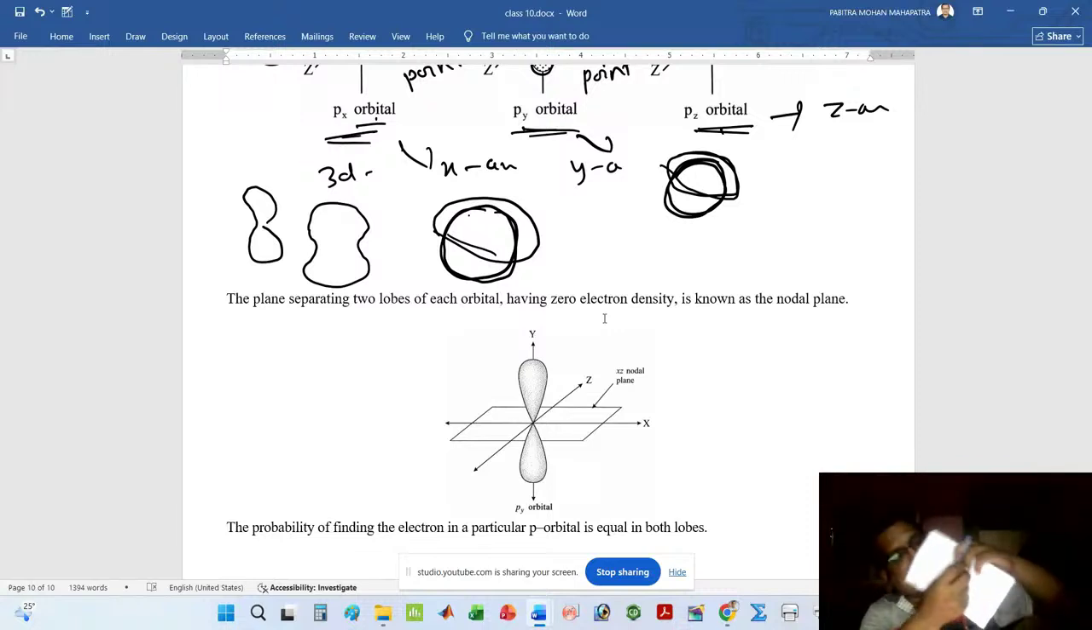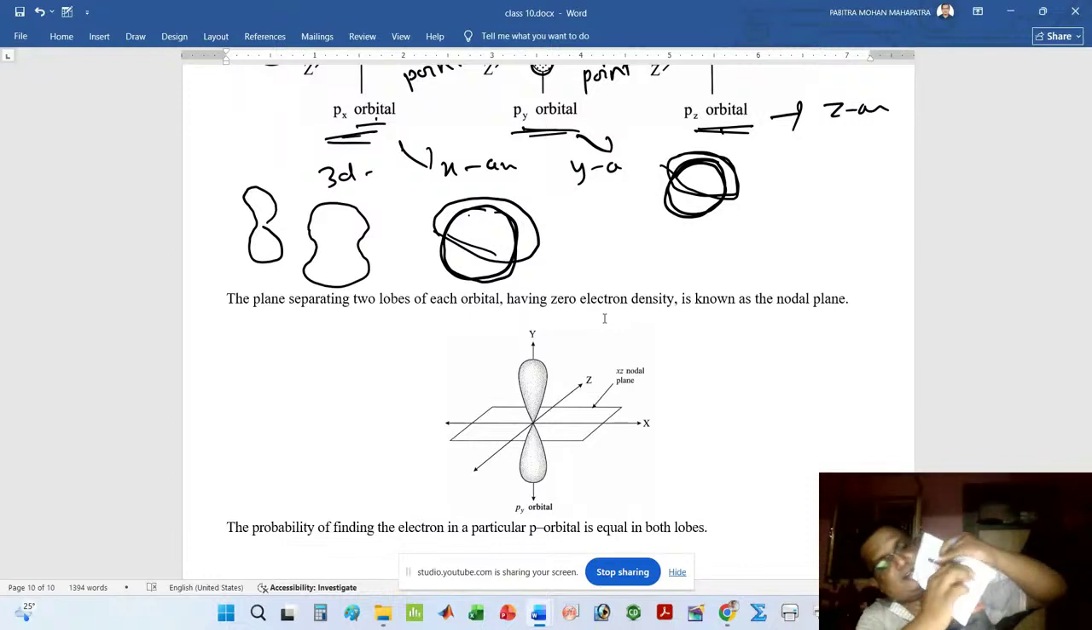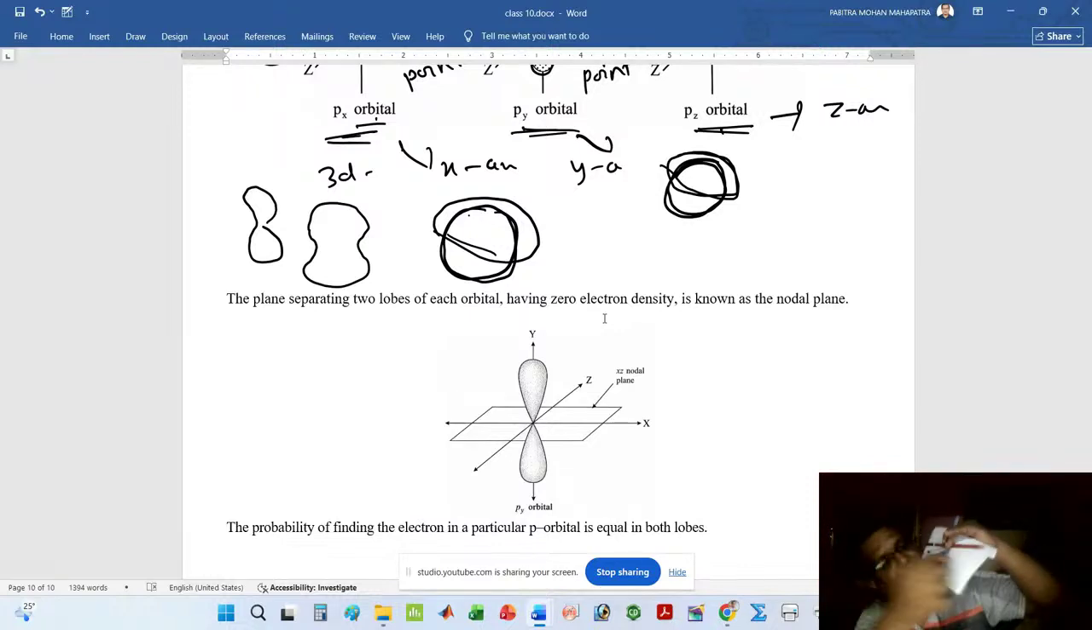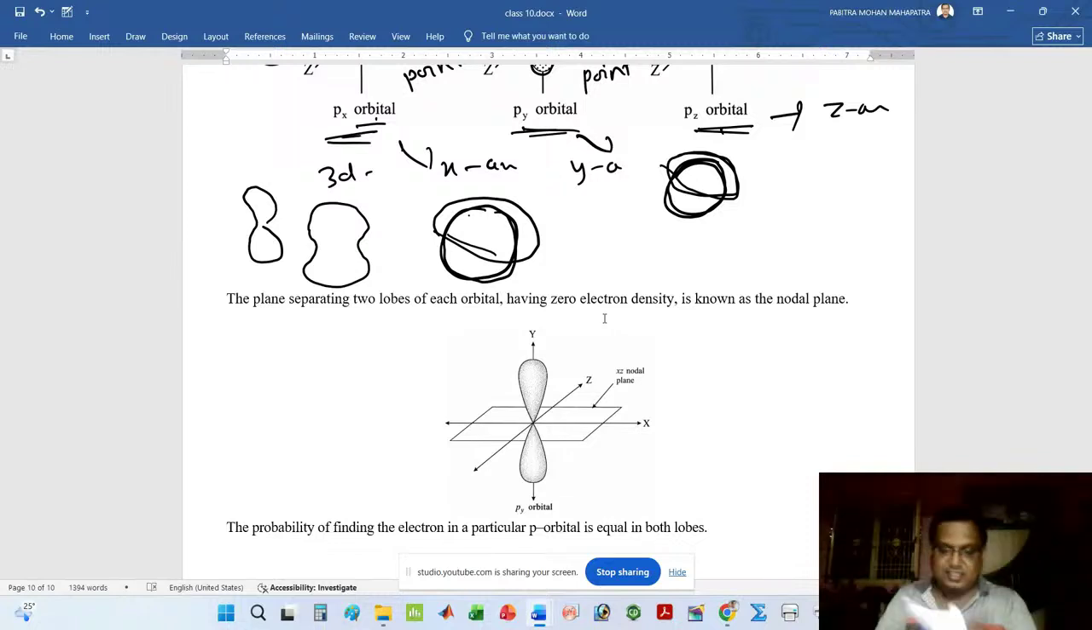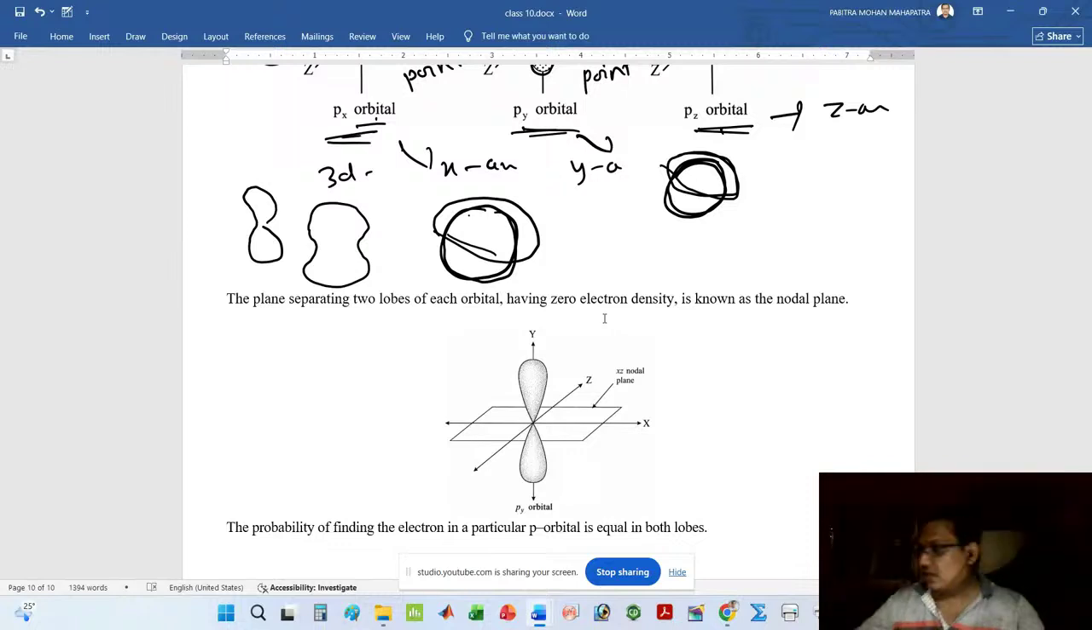Okay. Let me explain. This is your x-axis. Here one lobe is present. Here another lobe is present. But think about the x-axis. This is the z-axis. A plane is passing. This plane is here. Look like this. This is your plane. Clear? I want to explain in the diagram.